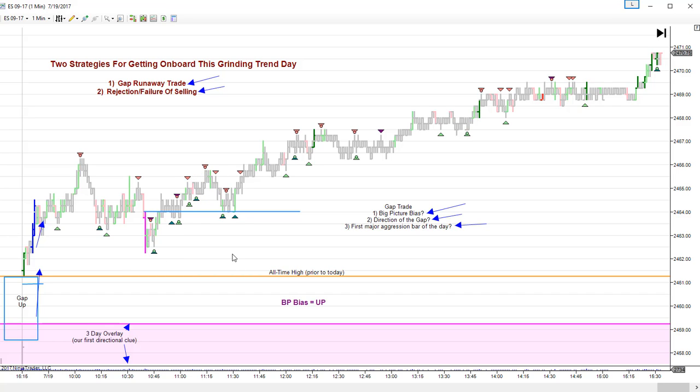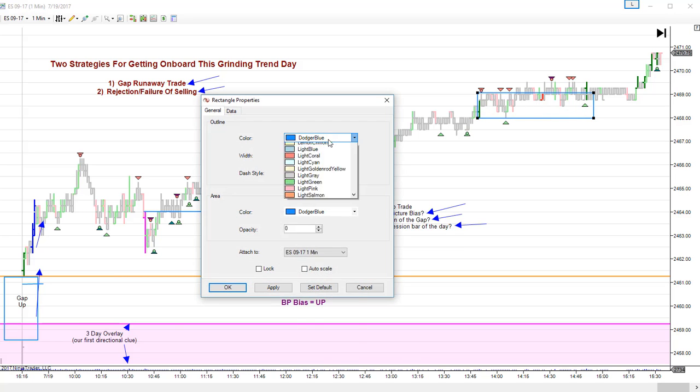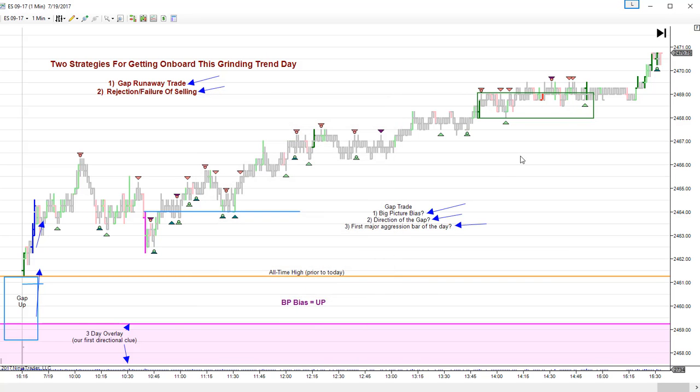There are other ways to get long as well. I don't have the boxes on here right now, but if we talk about boxes, there was a nice buying box in here that we had a little bit later. Certainly buying at the low of a buying box in an up market is a pretty good scenario. So there are some other ways that we can do it, but I just thought these were two interesting ways to get on board.